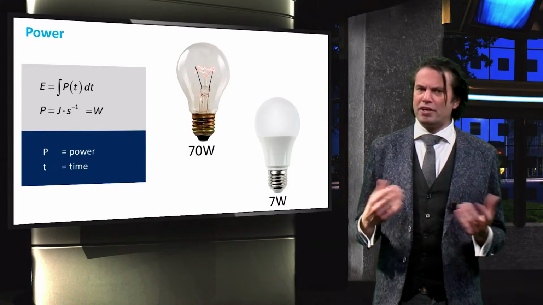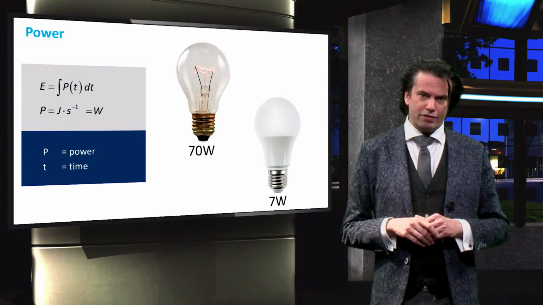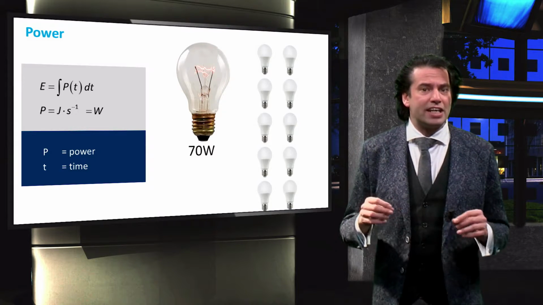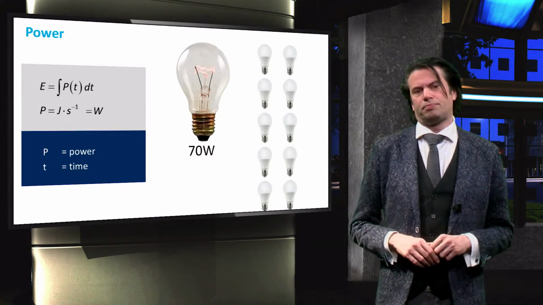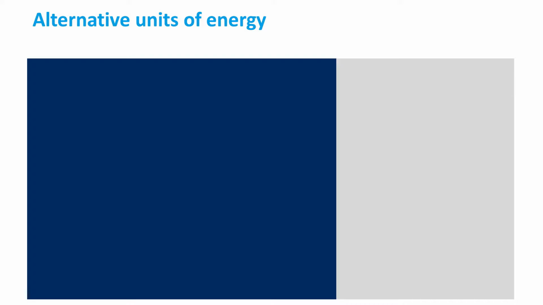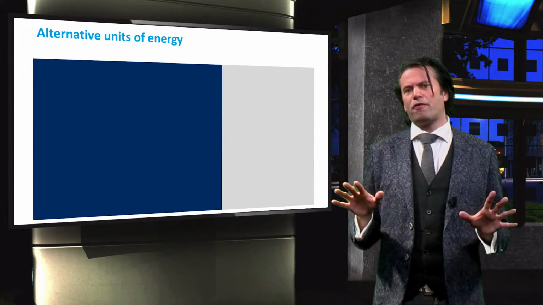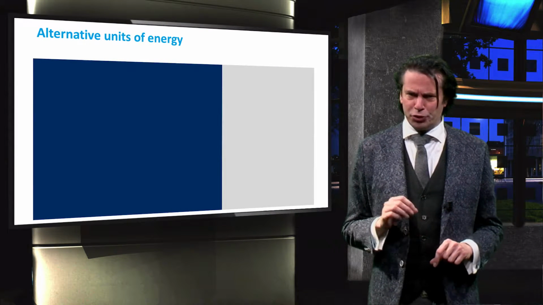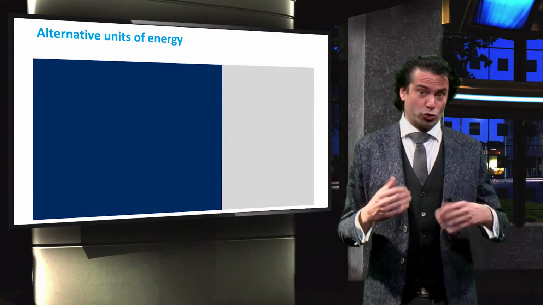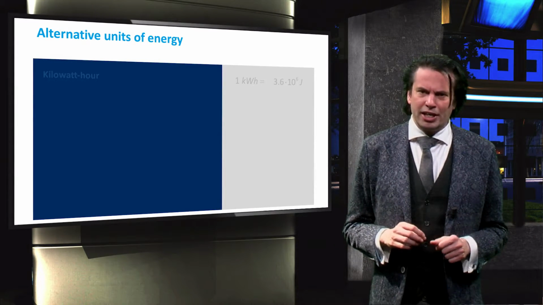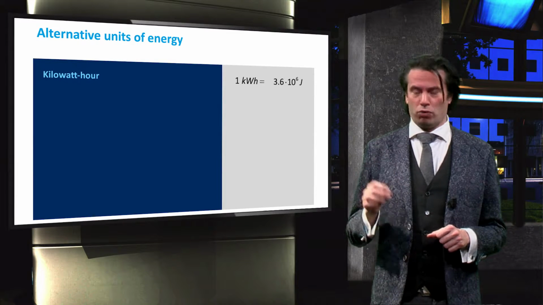We could also power this 7 watt LED light for 10 seconds or 10 of these LED lights for 1 second. Joules are not the only unit used to express a certain amount of energy. 1 joule is a very small amount compared to the human energy consumption. Therefore, a different unit of energy is used for the production and consumption of electrical energy, namely the kilowatt hour.